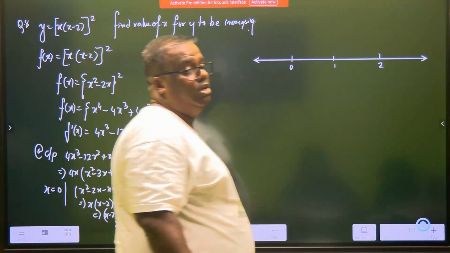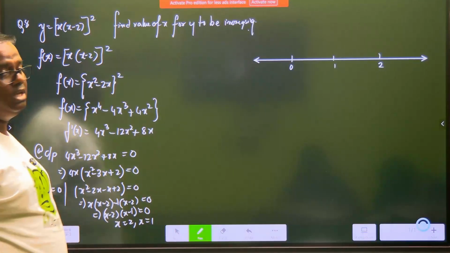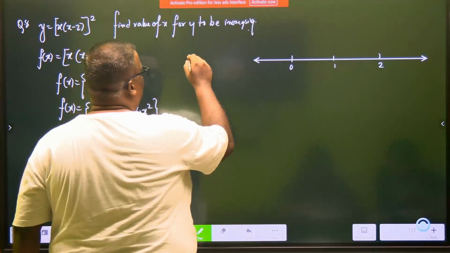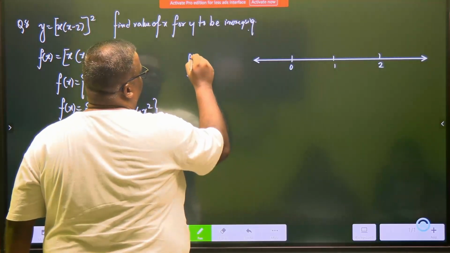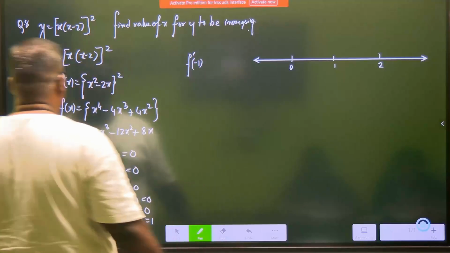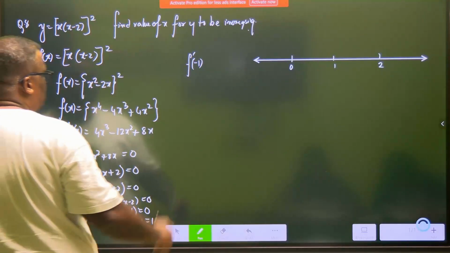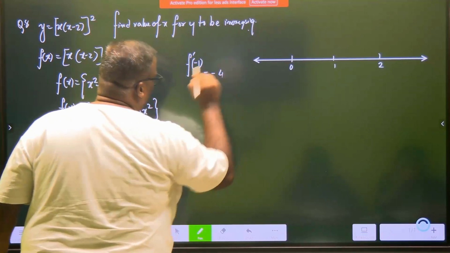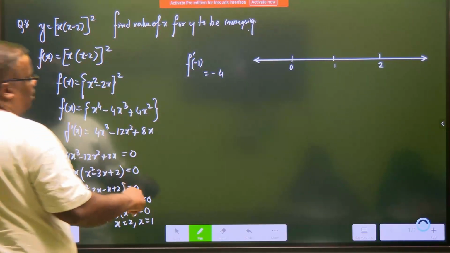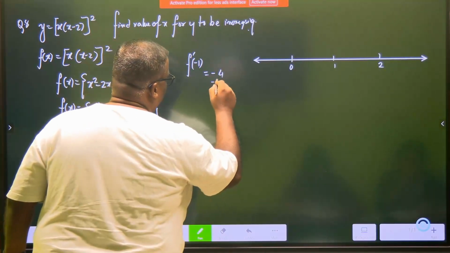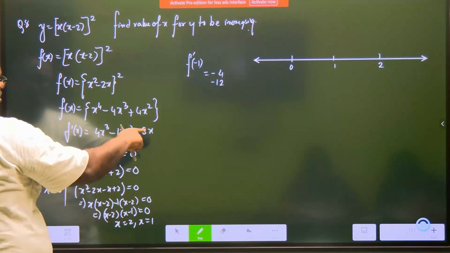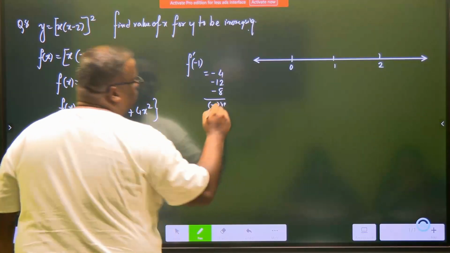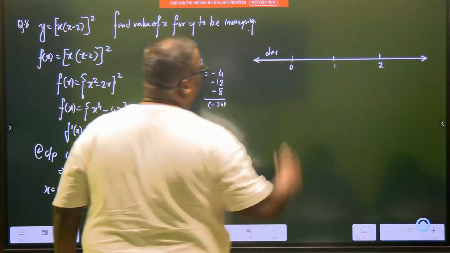So we have to check where the function is increasing. Okay. So let's check f dash of minus 1. If you take f dash minus 1, this should be equal to 4x cube, that is, it becomes a negative 4, minus 12x square. So it's still negative, this will be negative 12. And this is still negative, negative 8. So finally, this is negative. So at this zone, the function is decreasing.